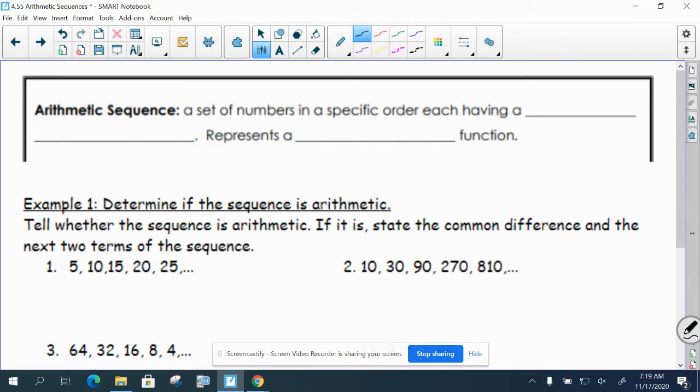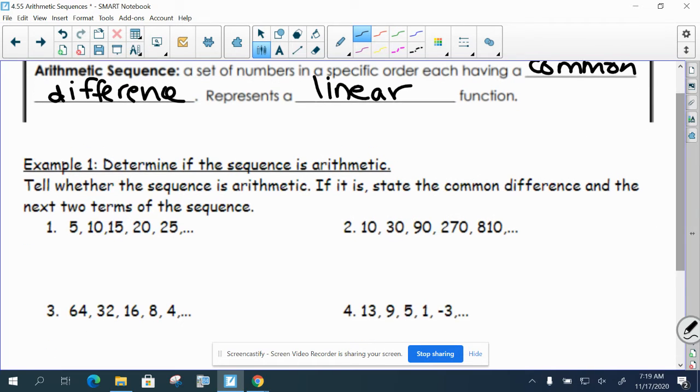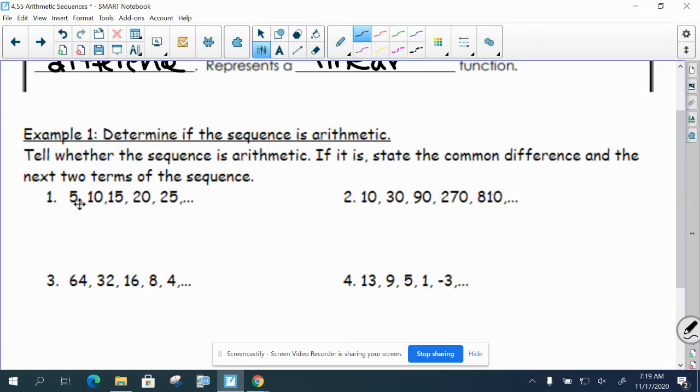This statement here says a set of numbers in a specific order, each having a common difference, represents a linear function. So now we're going to determine if the sequence is linear or not. Tell whether the sequence is arithmetic. If it is, state the common difference and the next two terms of the sequence. So here we're going 5, 10, 15, 20, 25. This would be yes. And we say the common difference, we let that be the term d. So here d is equal to 5, and then the next two numbers would be 30 and 35.